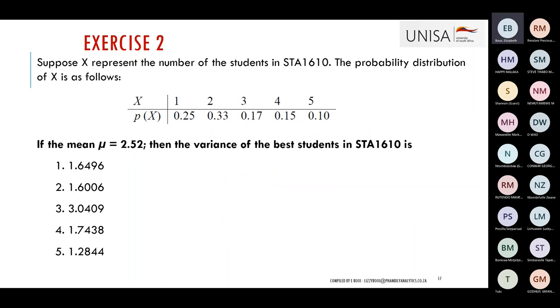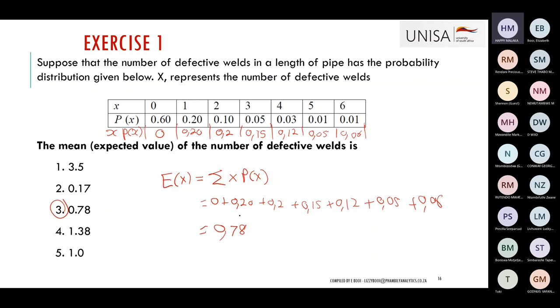Next, suppose X represents the number. Wait, sorry. Why did I get 1.38? Maybe you must check your answers because now all the values are here. You probably added the 0.6 on the 0.78. Okay, let me check. Check your numbers, the answers you got on each one of them.